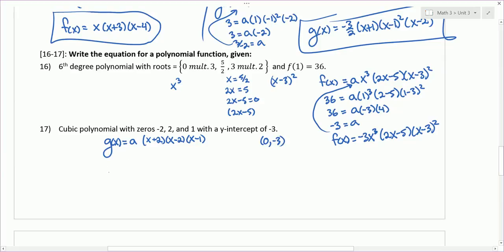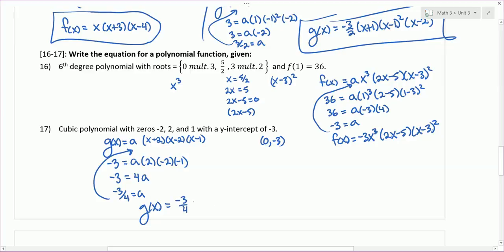So if I plug in 0 for x, I get negative 3 for y. So I plugged in 0 for x, that gave me 2 times negative 1, which is 4. So negative 3 equals 4 times a. Divide by 4, negative 3 over 4 is a. Plug that back in, and you have your function g of x is negative 3/4 times x plus 2 times x minus 2 times x minus 1.